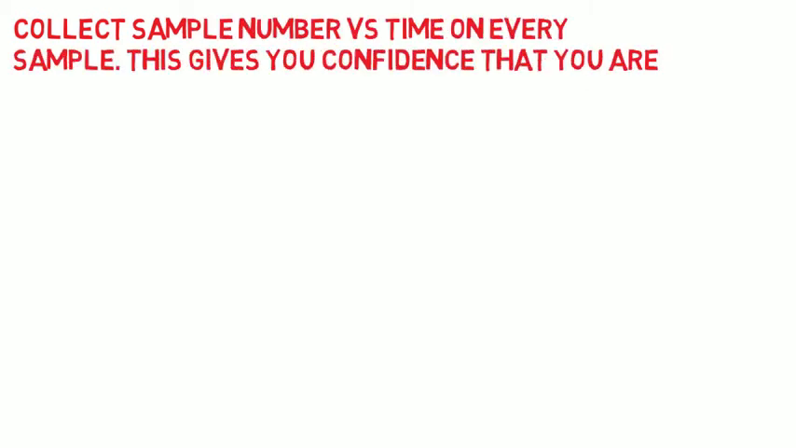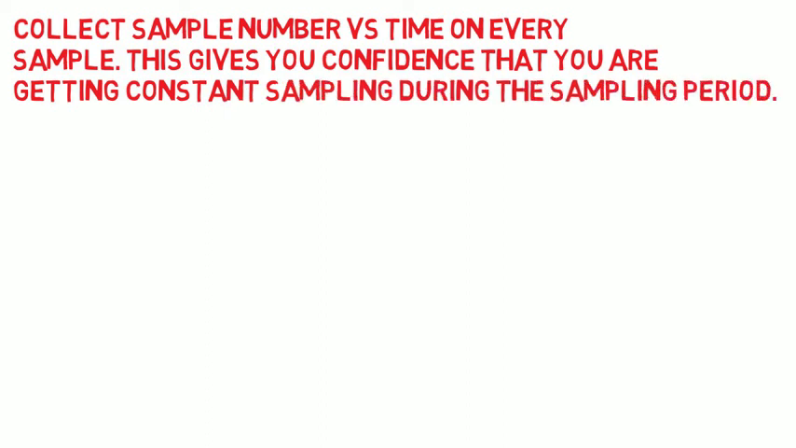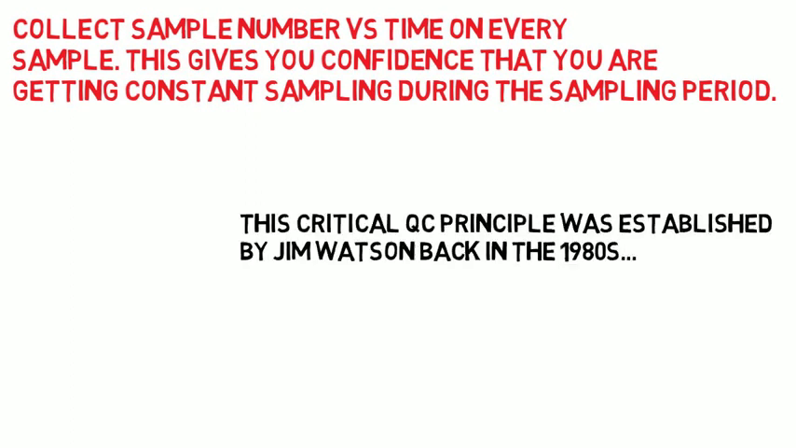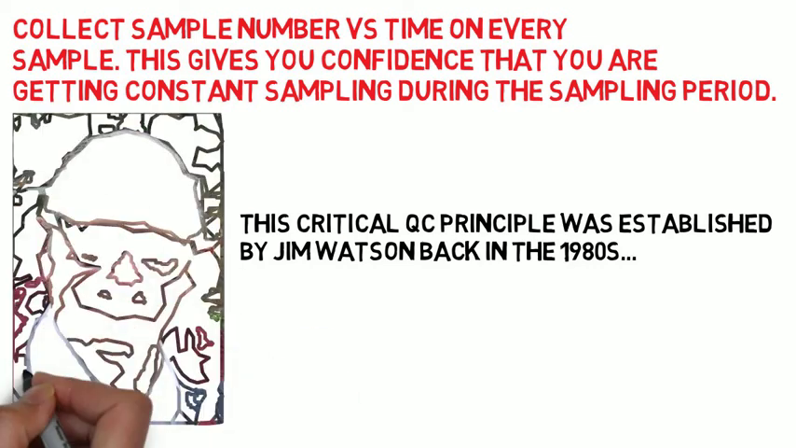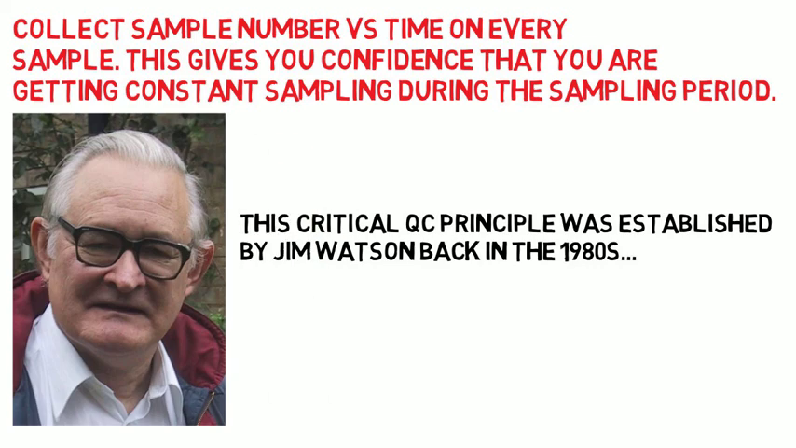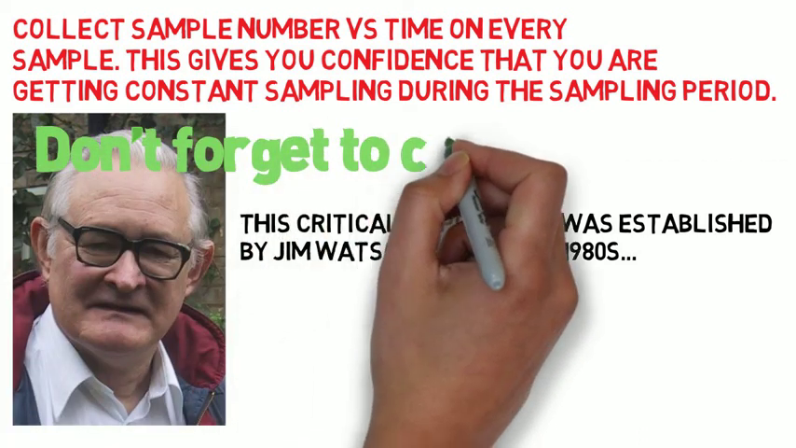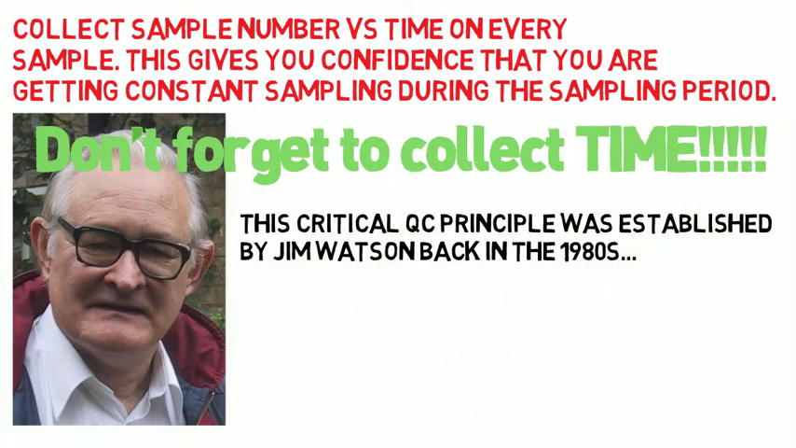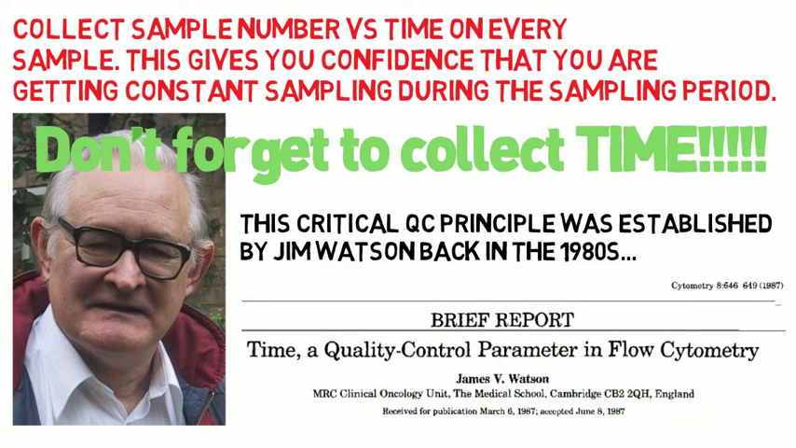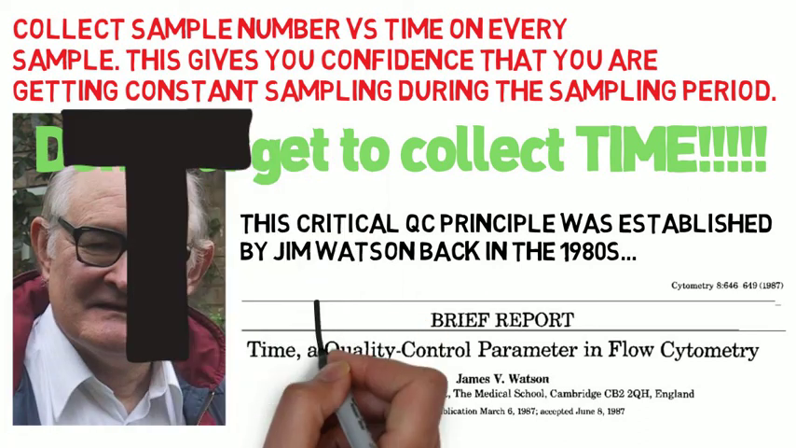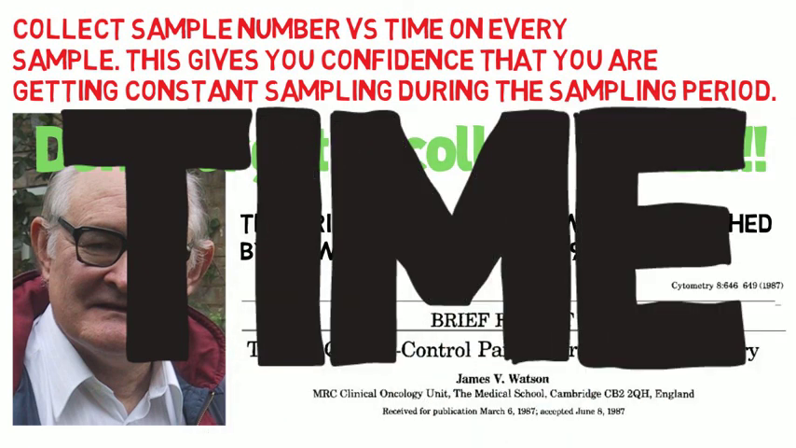By the way, it's important that you always collect number versus time on every sample, as this gives you confidence that you're getting constant sampling during the collection period. Many folks forget to collect these parameters, and you should make sure you're not one of them. It's a critical QC principle that was established by Jim Watson back in the 1980s. And if you don't remember who Jim is, go look up his work and take a look at this manuscript. So whenever you're making a histogram of a data set, make sure you also collect time so that you can be sure your sample rate is stable.